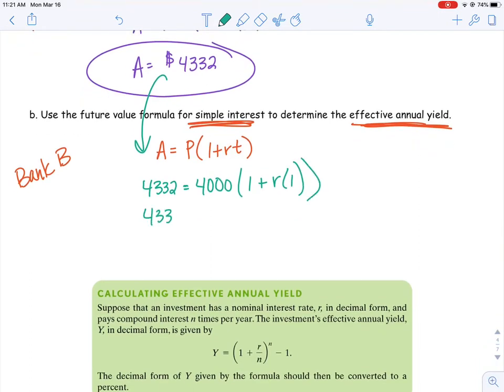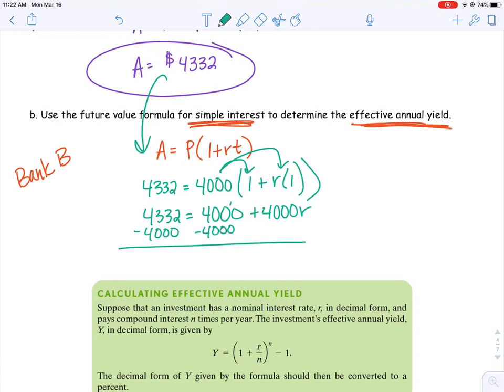And so my problem looks like this. I'm going to simplify this a little bit, make this look a little bit nicer. I have 4,000 times 1, so that's 4,000. I have 4,000 times R, really, because R times 1 is just 1R. And then I'm going to solve for R. I want to figure out what that interest rate has to be in order to help me figure out what simple interest would be equivalent. I'm going to solve this equation now by subtracting 4,000 from both sides.